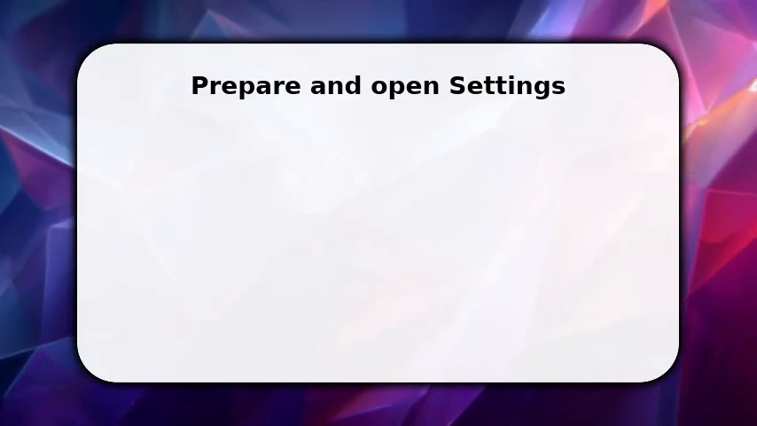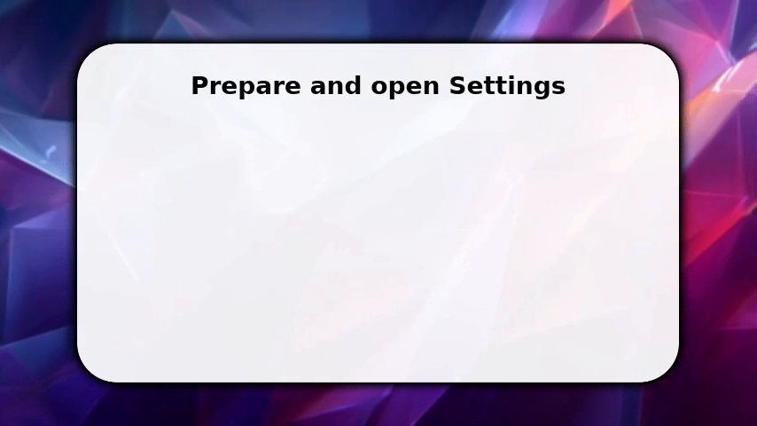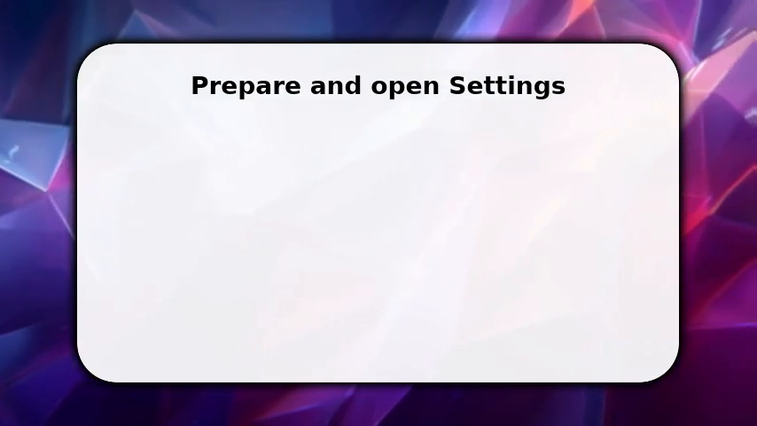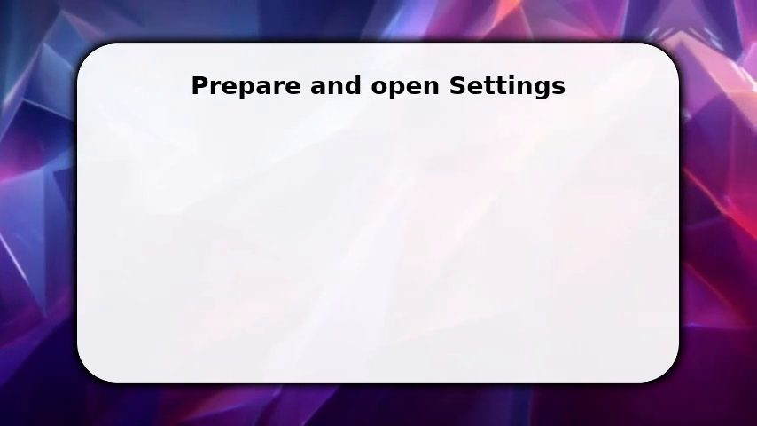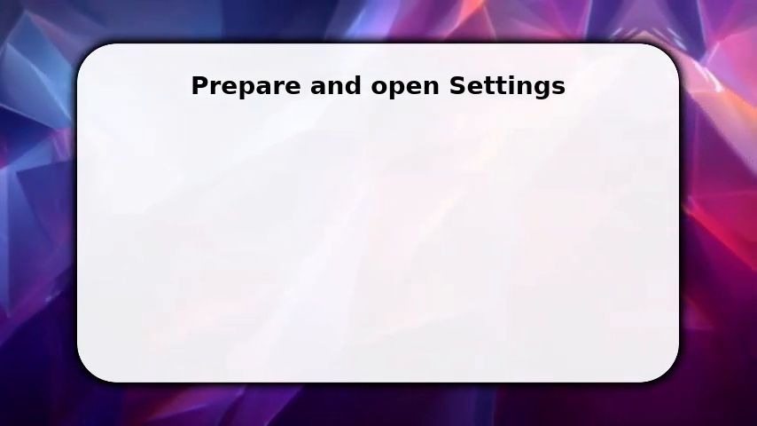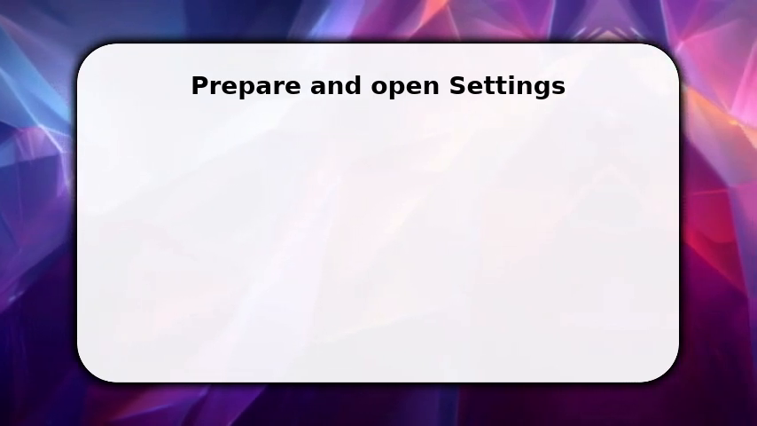You start by preparing the phone. Make sure it's unlocked and on Wi-Fi or mobile data. Now open Settings and go to General Management. On some builds, it's labeled System. You do this because voice typing links to the keyboard and language input engines.